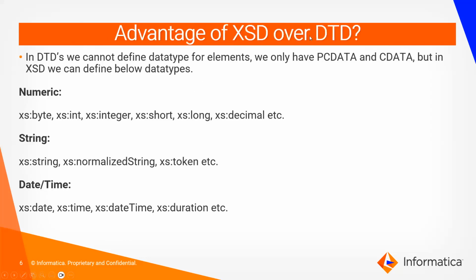Next, what is the advantage of XSD over DTD? In DTDs, we cannot define data types for elements. As we have seen in the previous video, we can define only PCDATA or CDATA. But in XSD, we can define the below data types. For numeric, we have xs:byte, xs:int, integer, short, long, decimal, etc. For string, we have string, normalizedString, and token as well. For date types, if you want only date, or only time, or both date and time, dateTime, and duration. So these are the advantages of XSD over the DTD file.